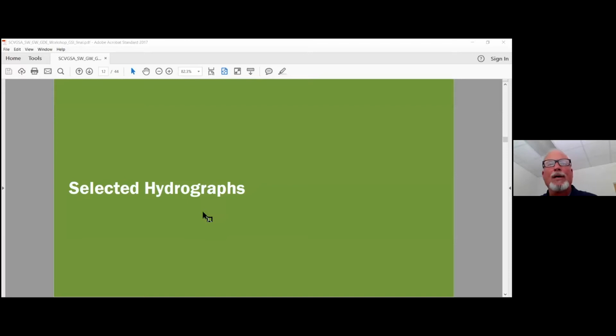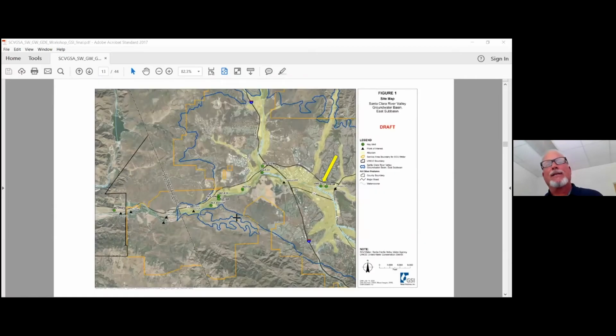I'd like to walk through some of the hydrographs, these water level elevation graphs versus time that we selected. This map shows a number of the wells that were included in this part of the study. We picked these wells because they have a long record of water level measurements over multiple hydrologic or climatic conditions. So we can see what's happening during droughts, normal conditions, rainy conditions.